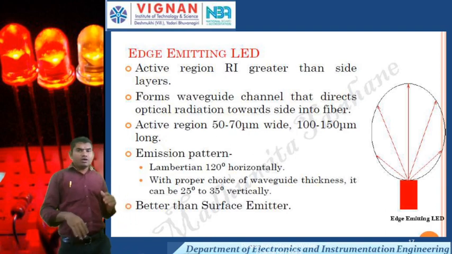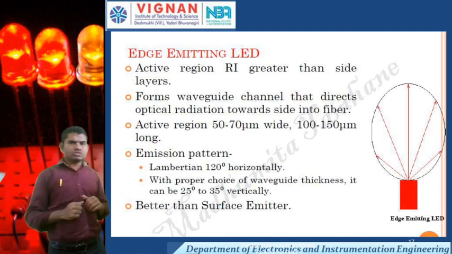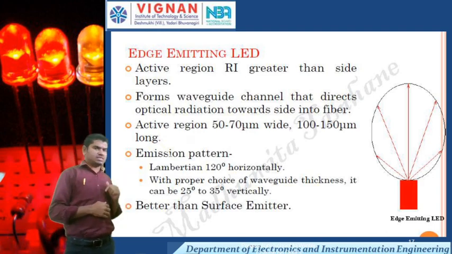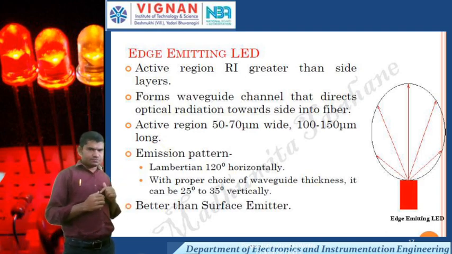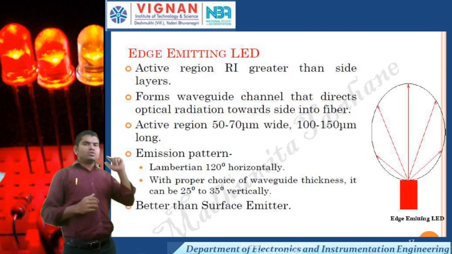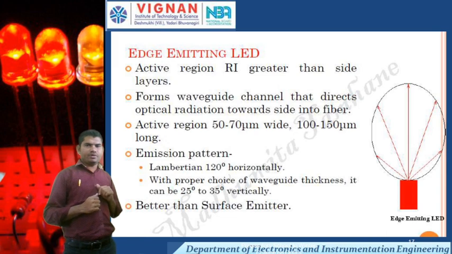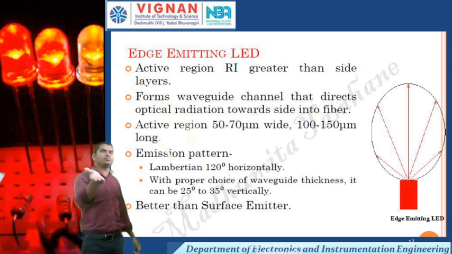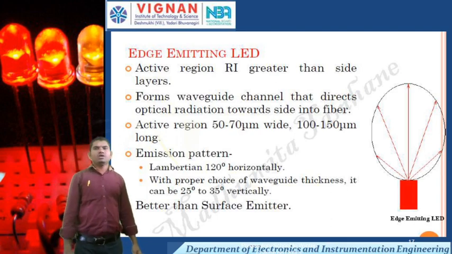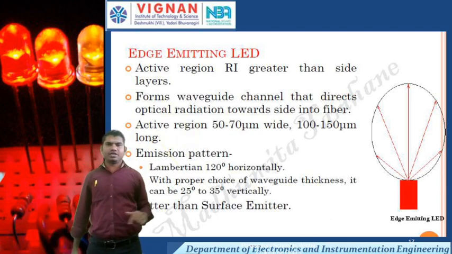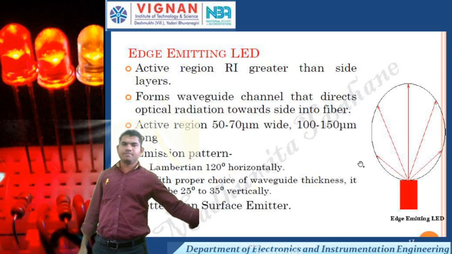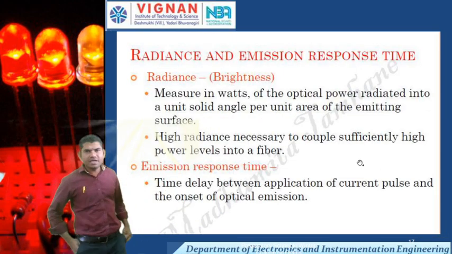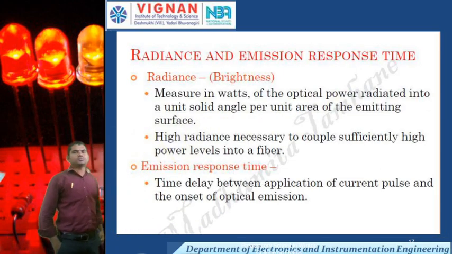With proper choice of wavelength and thickness, it can be 25 to 30 degrees vertically, which is better than the surface emitter. The output coupled is more than the surface emitter, but the construction is very complicated. This is the edge emitting LED.